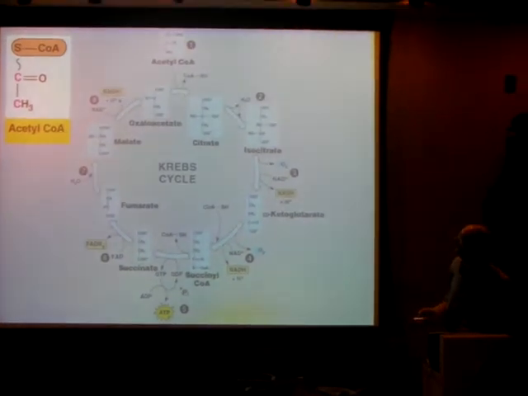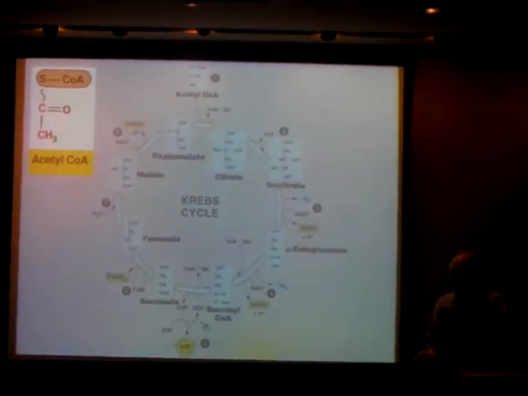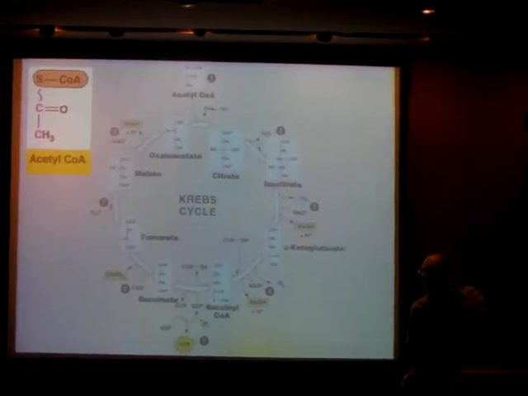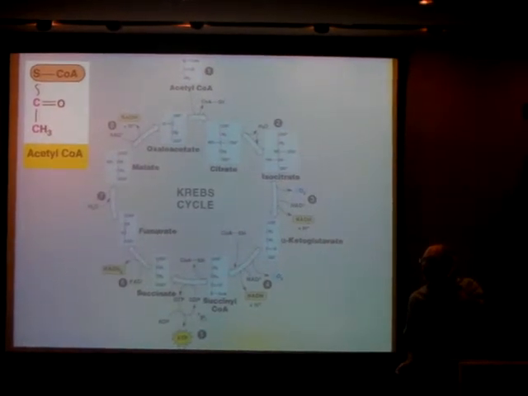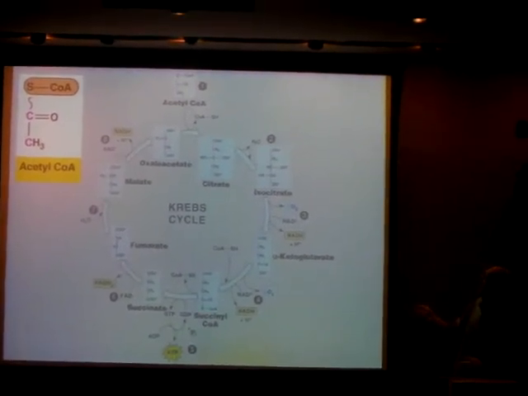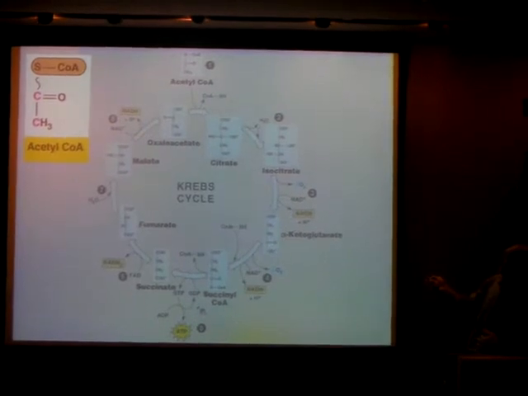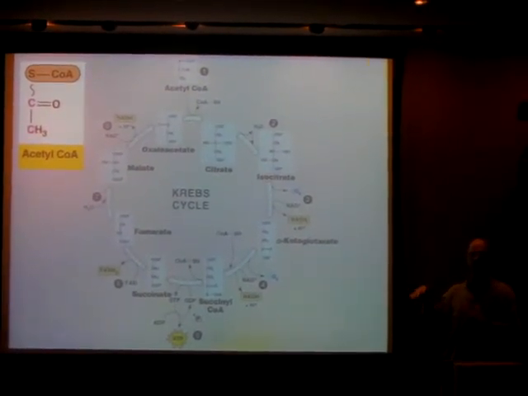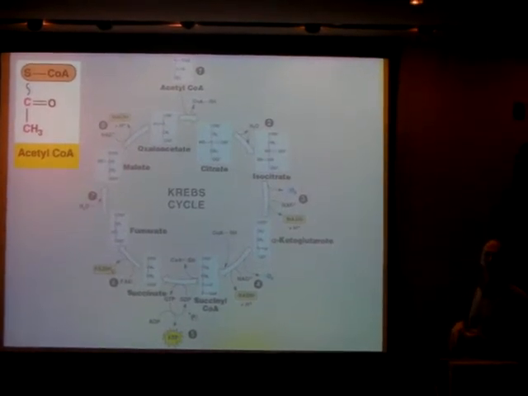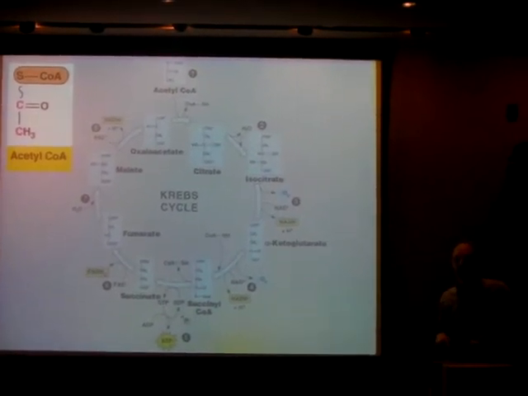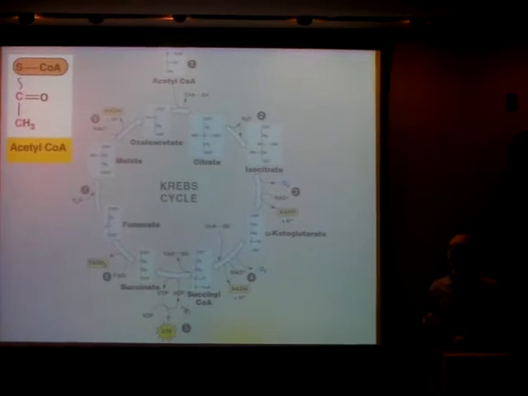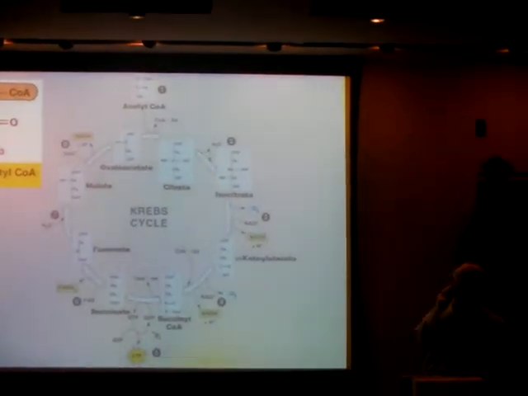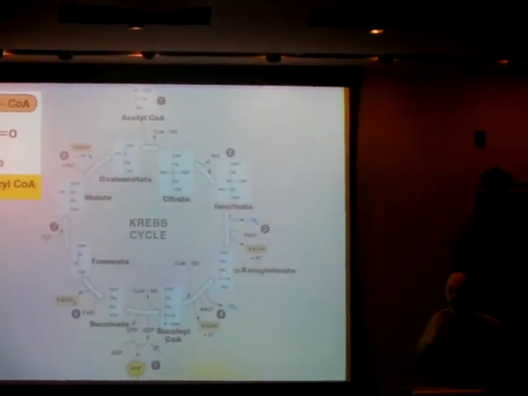Where is the intermediate step between both of them? I'm sorry, I didn't hear the question very well. Where does the intermediate step with the CoA take place? Ah, this one here? Yeah. So that takes place in the, I guess just inside the outer membrane of the mitochondria. The Krebs cycle takes place inside the matrix, right?